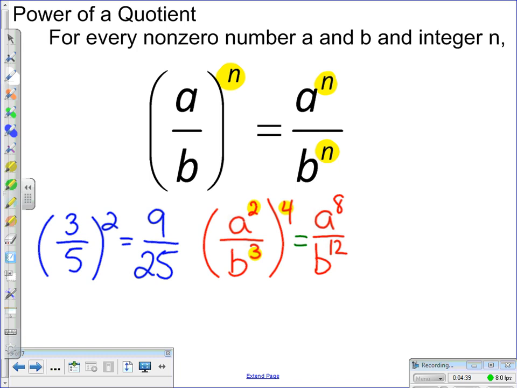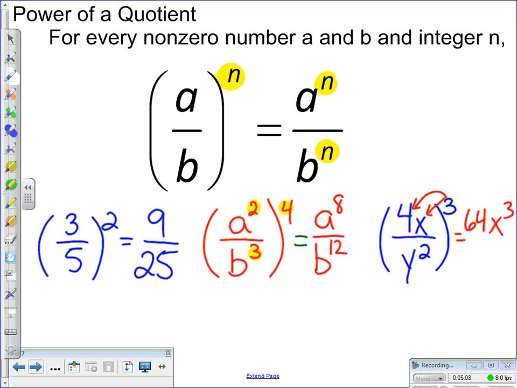And this works when you have numbers on the top and variables on the bottom. For example, like say you have 4x over y squared, and you want to make that to the 3rd power. Well, the 4 needs to be cubed. 4 times 4 times 4 makes 64. Now the x doesn't have an exponent, so it needs to be cubed also. So you would write x cubed.